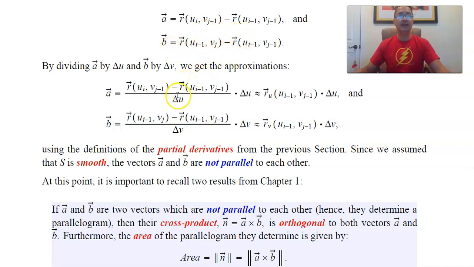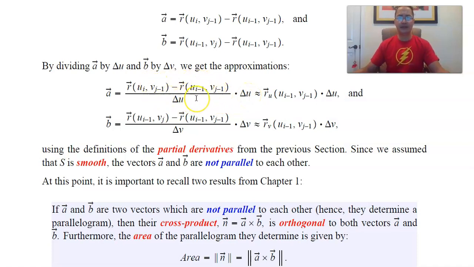except we're going to do something very smart to it. Instead of leaving each of these vectors as is, we're going to divide and multiply by a delta something. So check it out. What changed over here? V stays the same. It is U that changed. Here U stays the same, but it's the V that changed. So you divide by a delta U, multiply by a delta U.